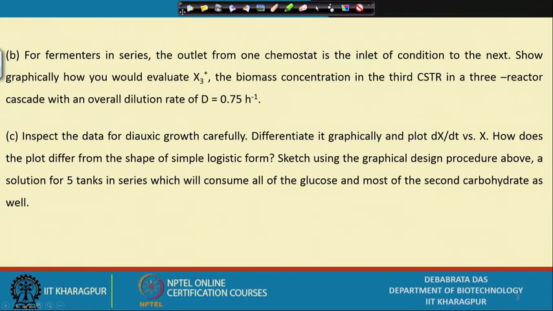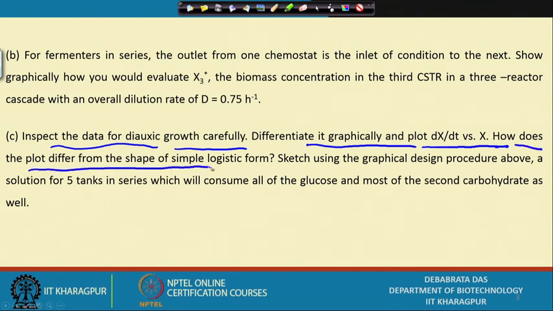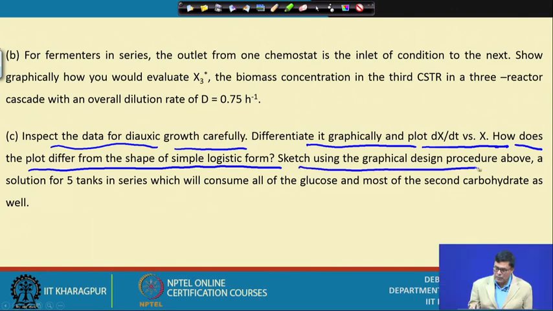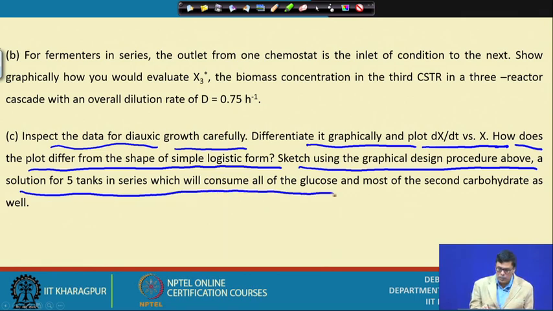Now the last problem: inspect the data from diauxic growth carefully and differentiate it graphically and plot dx by dt versus x. How does this plot differ from that of the simple logistic form? Sketch, using the graphical design procedure above, a solution of 5 tanks in series which consume all of the glucose and most of the second carbohydrate as well.